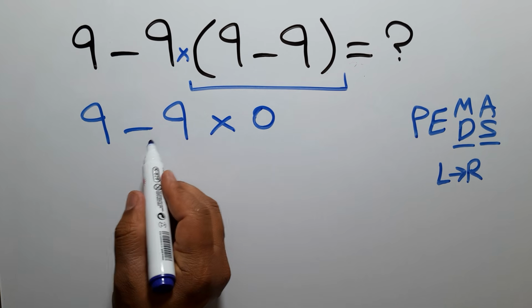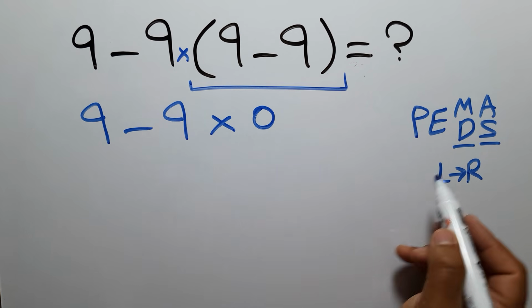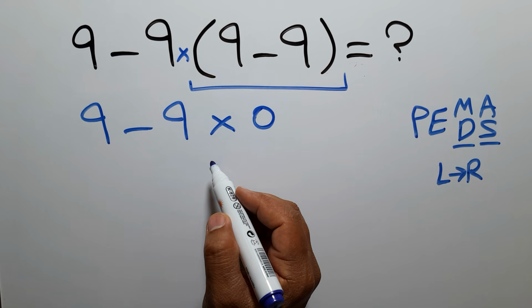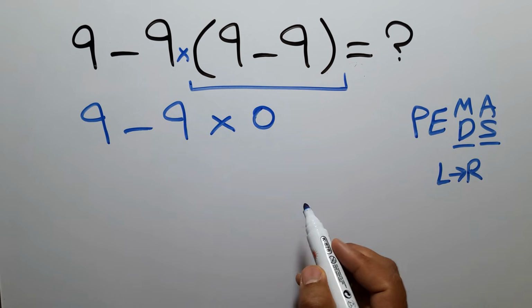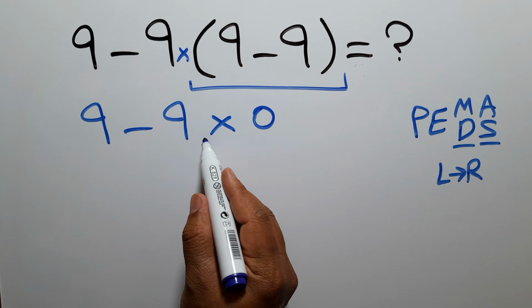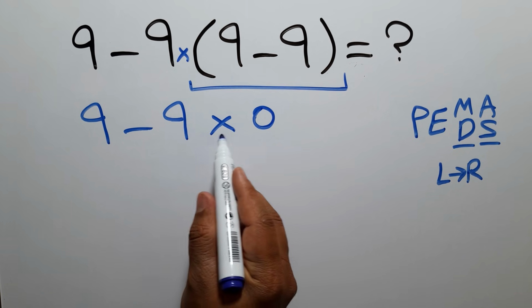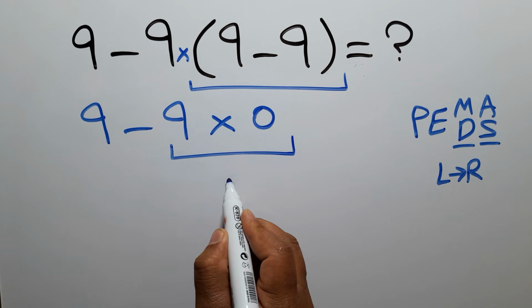Now we have one subtraction and one multiplication. According to the PEMDAS, multiplication has higher priority than subtraction because multiplication comes before subtraction. So here first we have to do this multiplication. 9 times 0 is just 0.